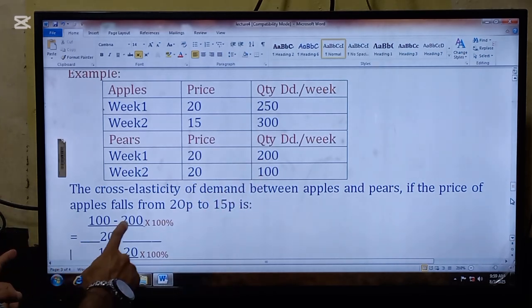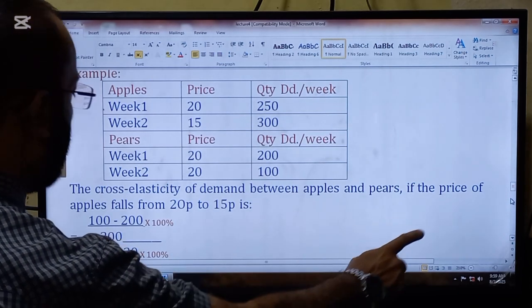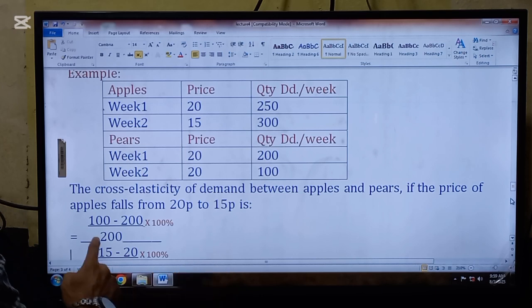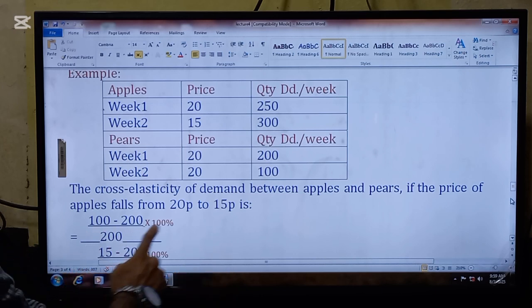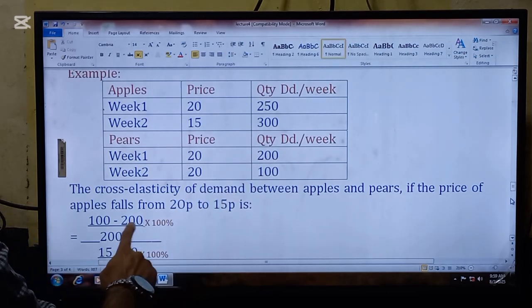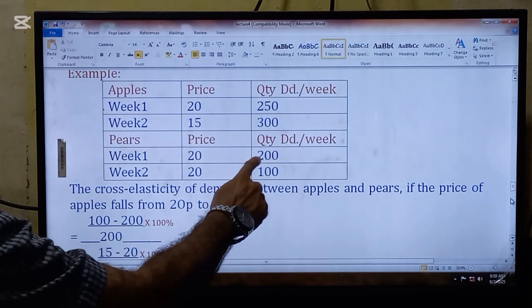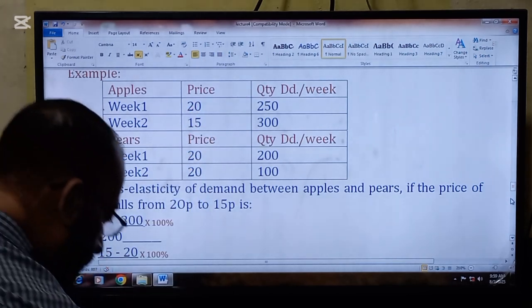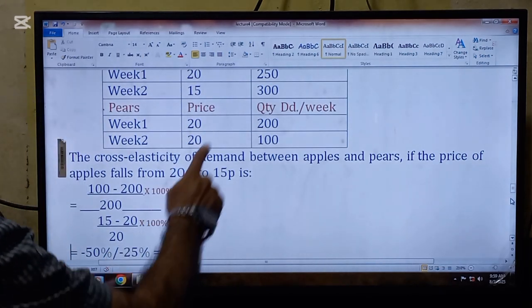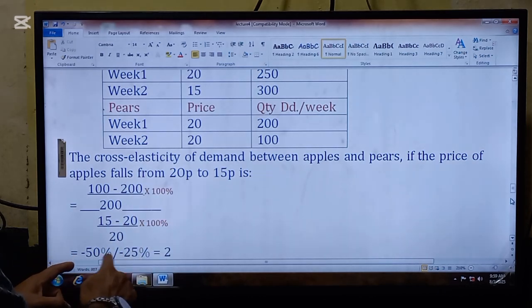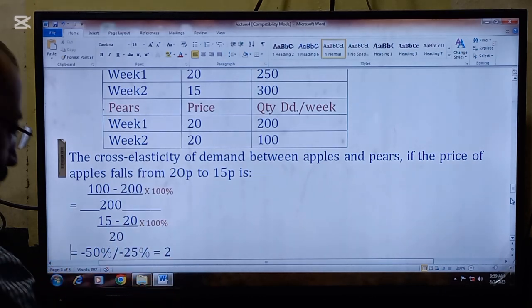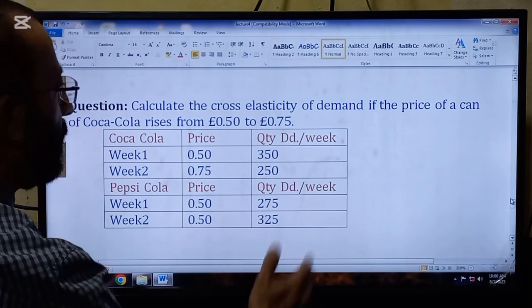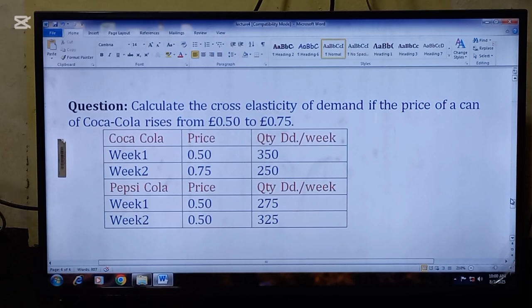Look now, the cross elasticity of demand between the apples and pears if the price of the apples falls from 20 to 15. So 100 minus 200, over the original, that is 200, over 15 minus 20 over 20, that was the original, multiplied by 100%. When you solve it, the answer will be positive. So this is the question, and here is a question for you to practice.